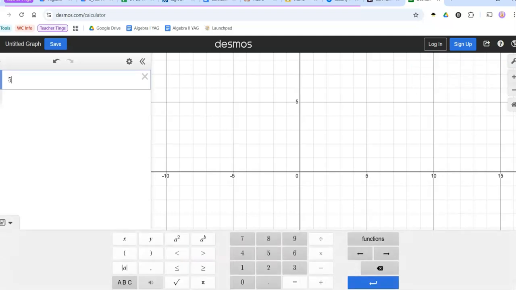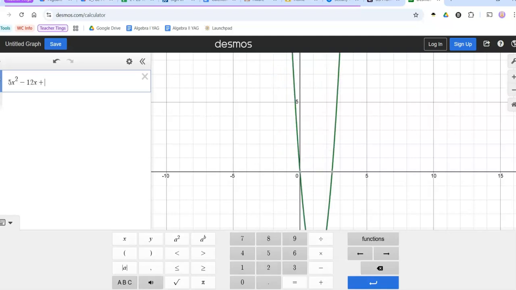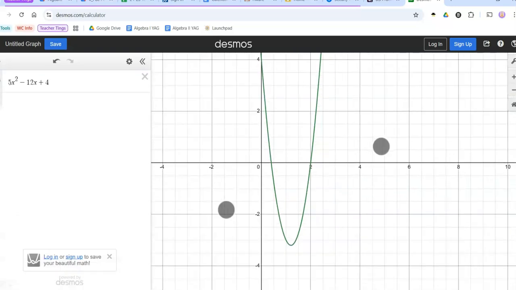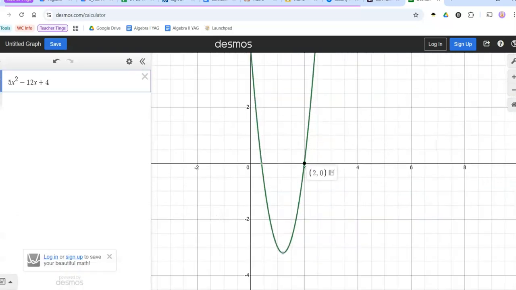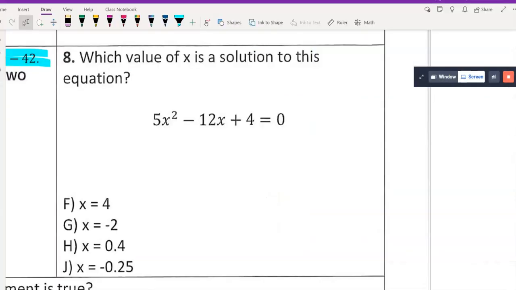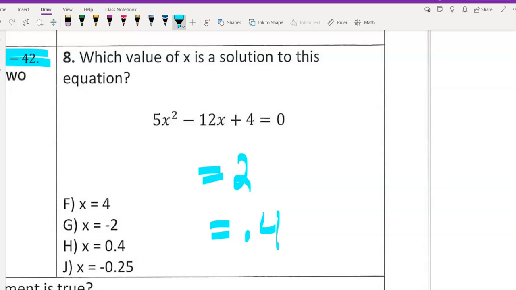So 5x squared, oops, forgot x, okay. 5x squared minus 12x plus 4. We look at our x-intercepts, 2 and 0.4. So go back here and we have x equals 2 and 0.4. Which of these shows those answers?